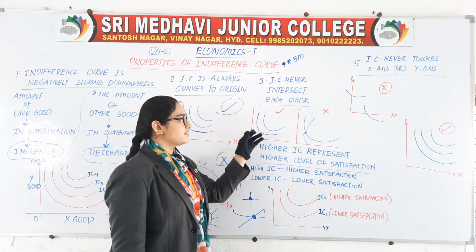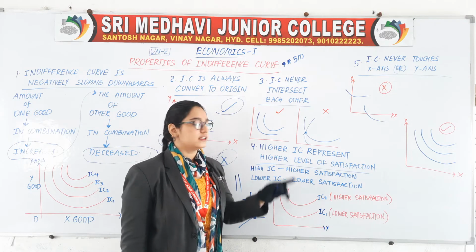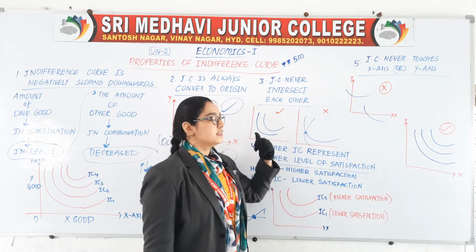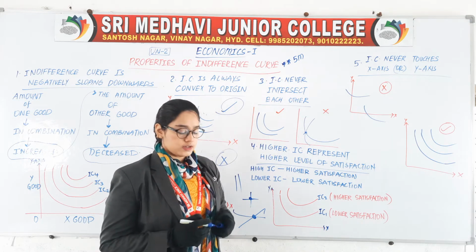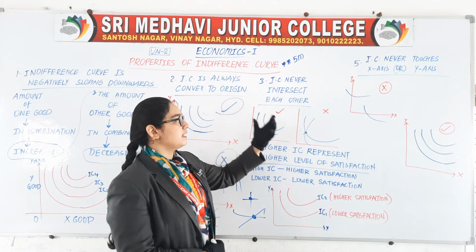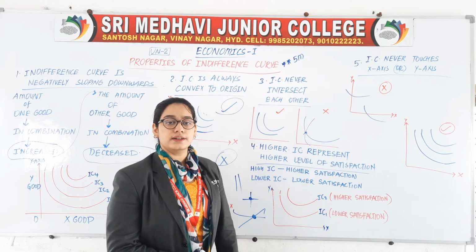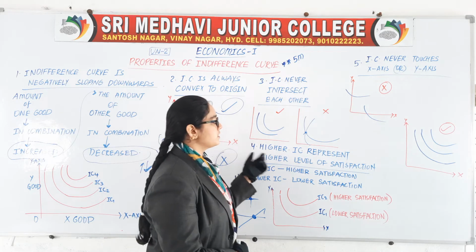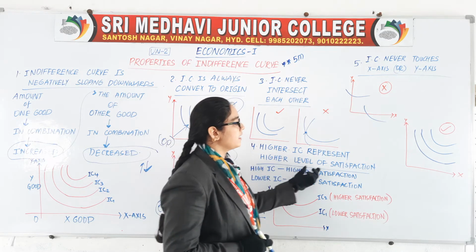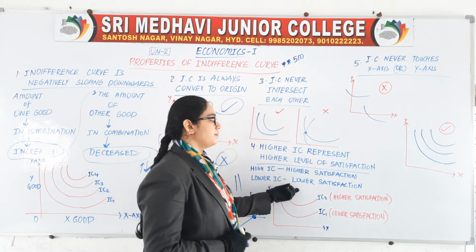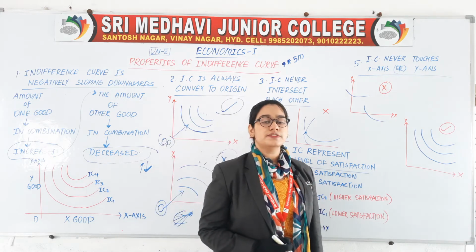So the indifference curve, is it intersecting? No, it is not intersecting. So this is the intersecting figure. This is not an intersecting figure. So what is the property of the indifference curve? It will never intersect each other. Alright. Then the fourth point: a higher indifference curve represents a higher level of satisfaction. A lower indifference curve represents a lower level of satisfaction.